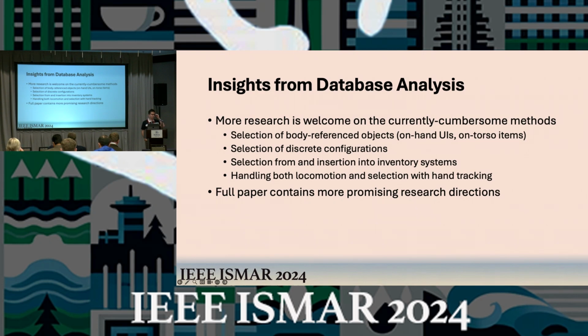Throughout this review, we found areas where some things don't work perfectly in consumer applications, and I think as researchers, we could help them be improved. Here are some specific areas. Selection of body reference objects such as on-hand UIs and torso items is very common in games, and a lot of times this leads to people actually colliding controllers or hitting their own body with the controllers. So as researchers, we could help improve that, hopefully therefore improving UX in consumer games.